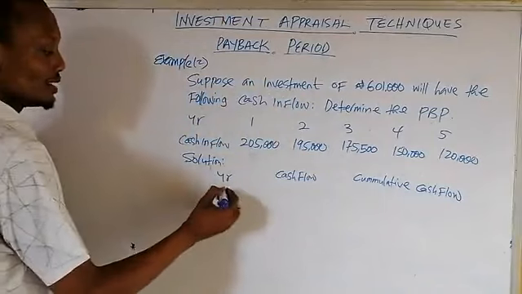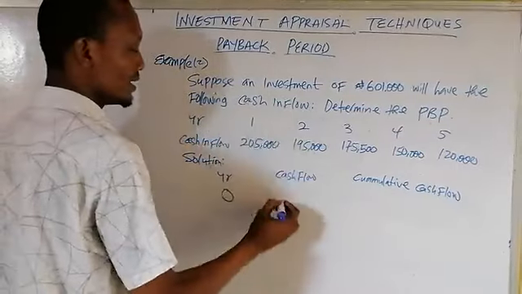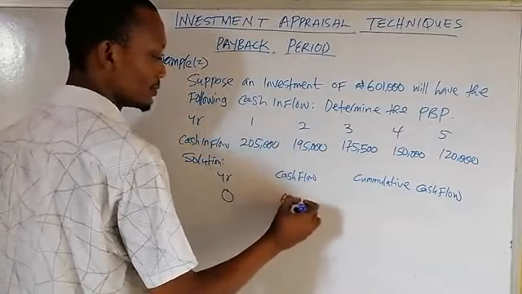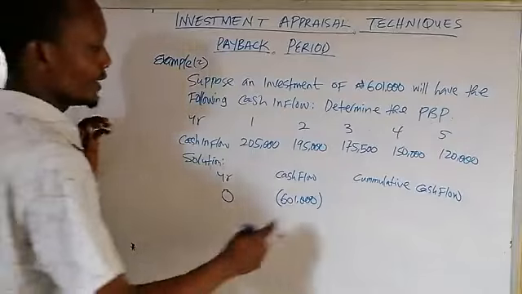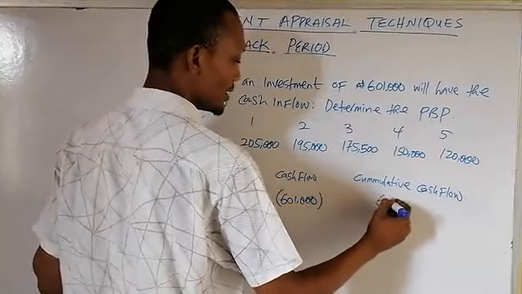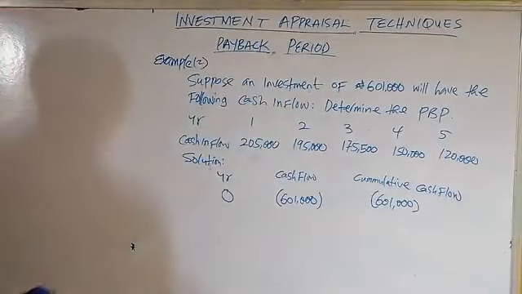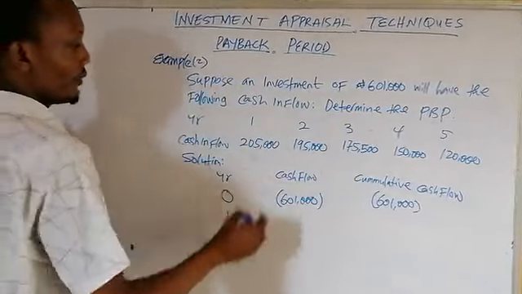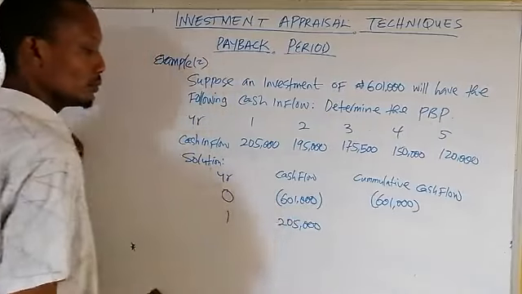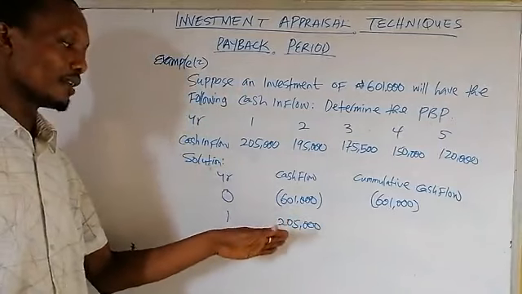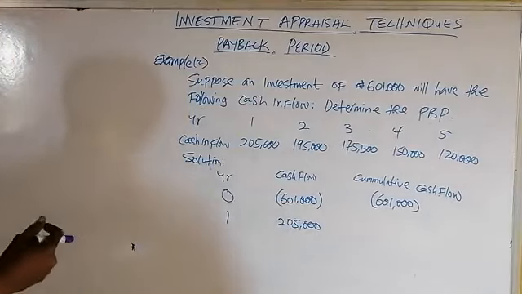So here we are going to start with year 0. Year 0 is your year of investment. We invested 601,000. Let it be in parentheses to show that money is going out. Under the cumulative, we are still going to have 601,000 there, in parentheses, showing that the money is an outflow. So in year 1, you have an inflow of 205,000. We are going to deduct this 205,000 from our investment.